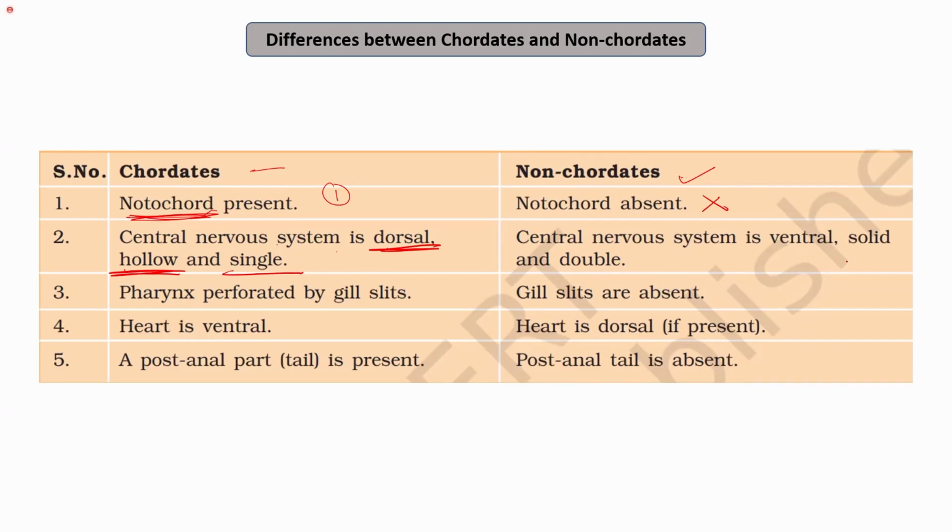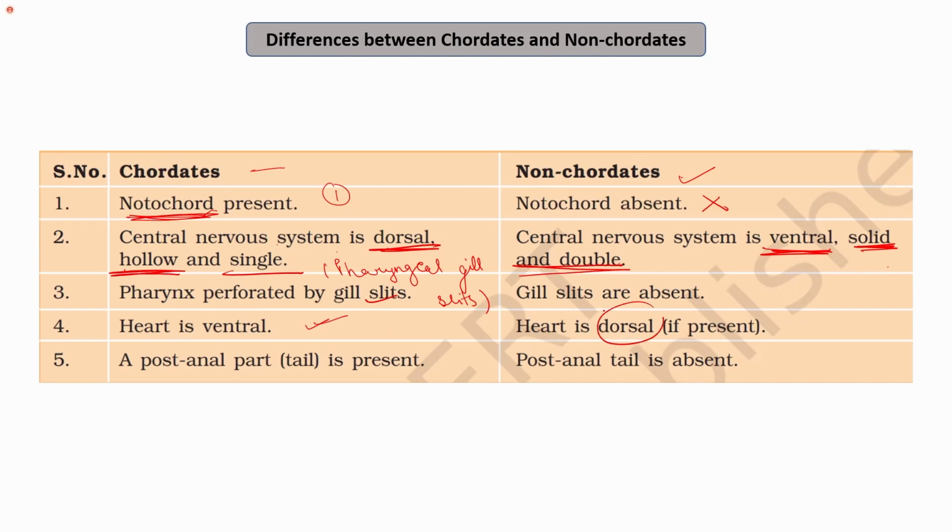While if I talk about the non-chordates, the central nervous system is ventral. That is, it is present ventrally. It is solid and it is double. Pharynx perforated by the gill slits. We know the pharyngeal gill slits. So these are the gill slits that perforate the pharynx, while in the non-chordates, the gill slits are absent. As for the heart, in chordates the heart is present ventrally, while in the non-chordates, the heart is present dorsally.